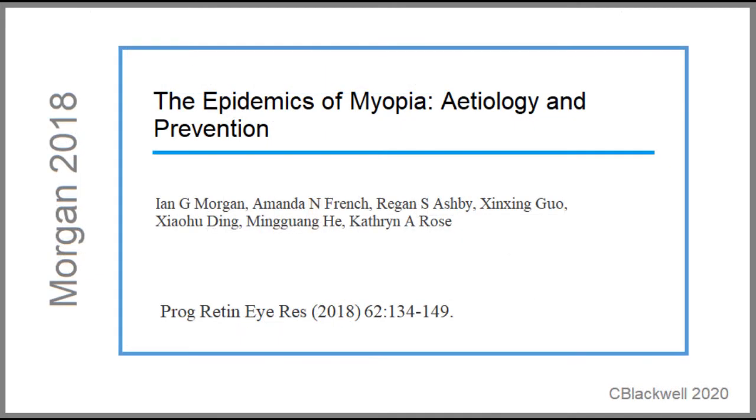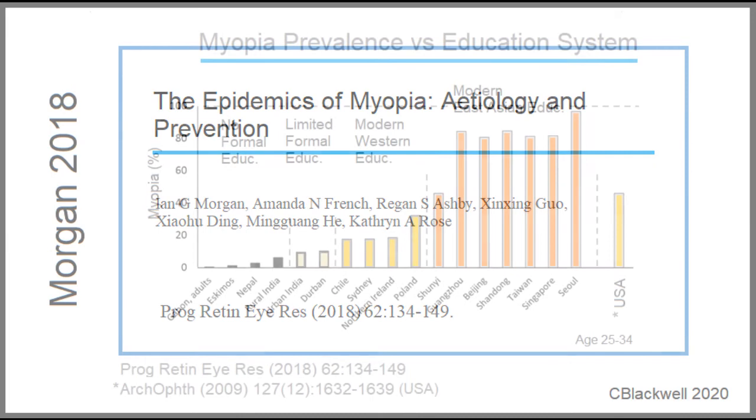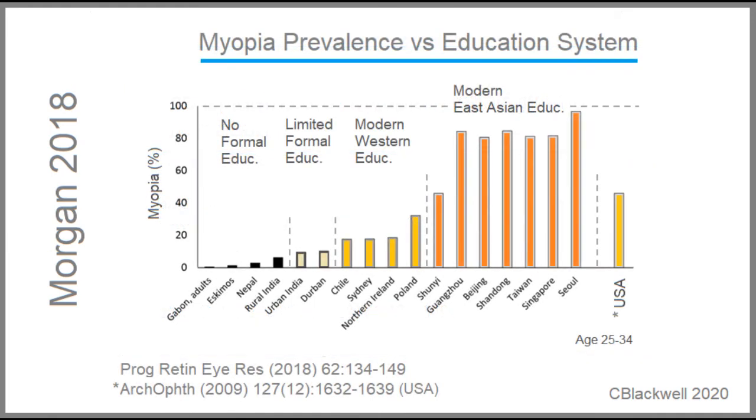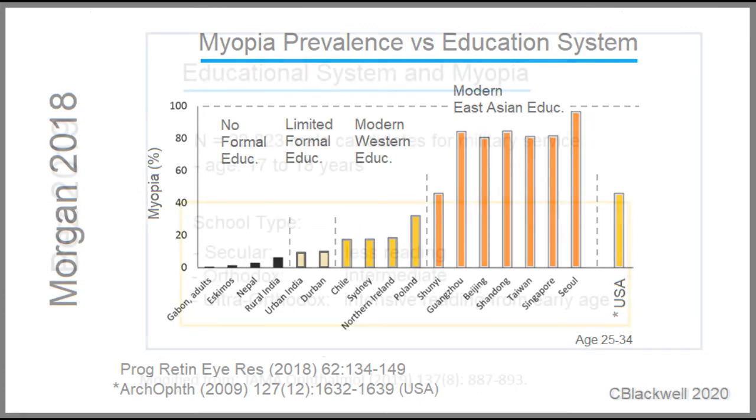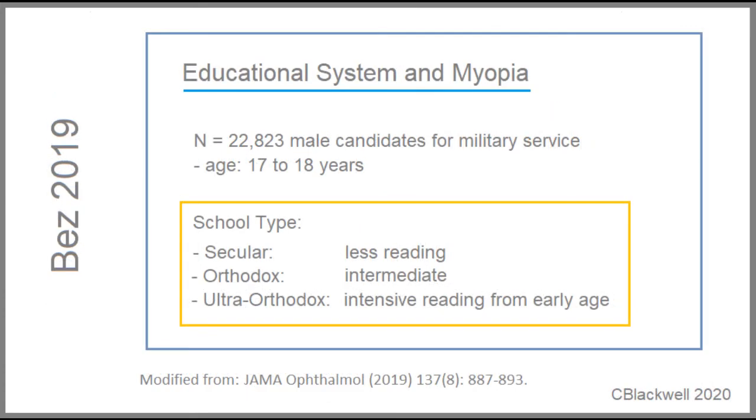For the counterpoint view on reading and near work, we present this review by Morgan et al. In a survey of the world's literature, they found that educational systems that require a large amount of hours spent in studying and near work and allow for fewer hours of outside time show a strong relation to increased myopia development. A similar study was done in Israel among 22,000 male recruits for military service.